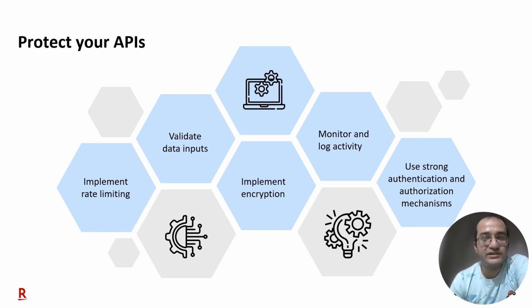Next, monitor and log. APIs should be continuously monitored and logged to detect and respond to potential security incidents promptly. Logging and monitoring are essential not only for maintaining visibility into the API activity and identifying potential threats, but also by detecting anomalies and maintaining an audit trail of all interactions, organizations can investigate the security incidents, take corrective actions, and eventually improve their overall security posture.